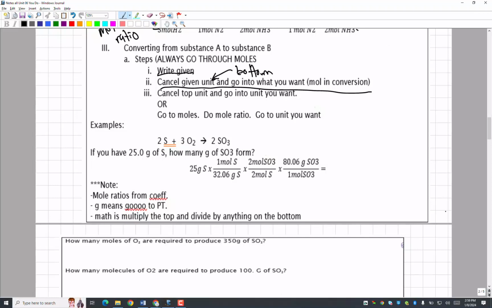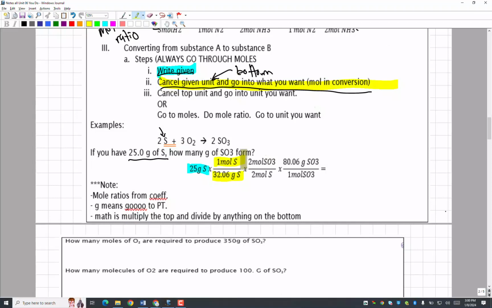Let's just do some. It'll make more sense. If you have 25 grams of sulfur, how many grams of SO3 form? Write down your given. Then cancel the given unit and go into the unit you want. Grams cancels, go into the unit that you want.